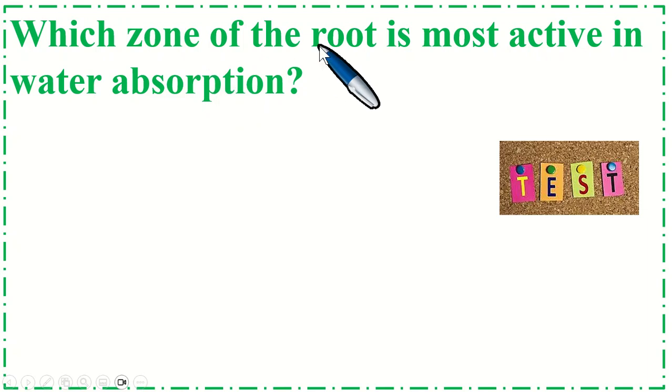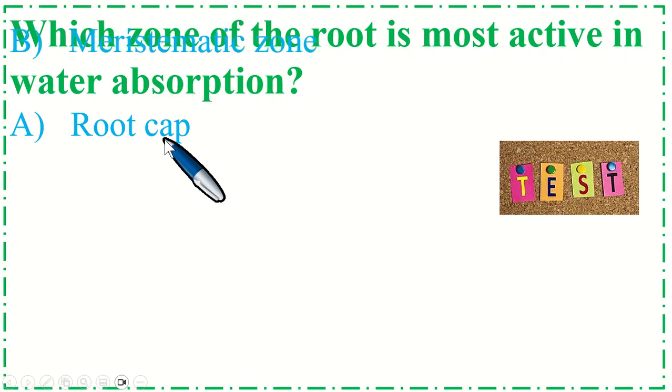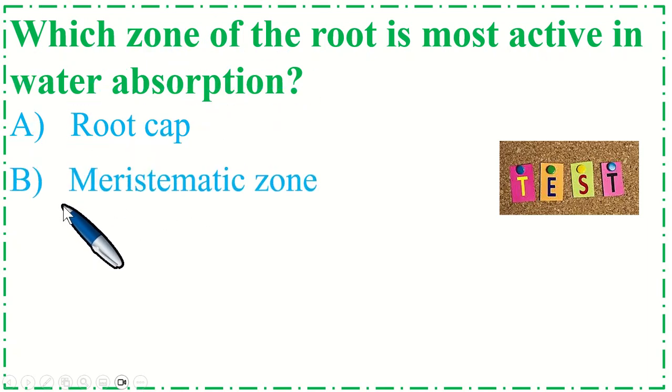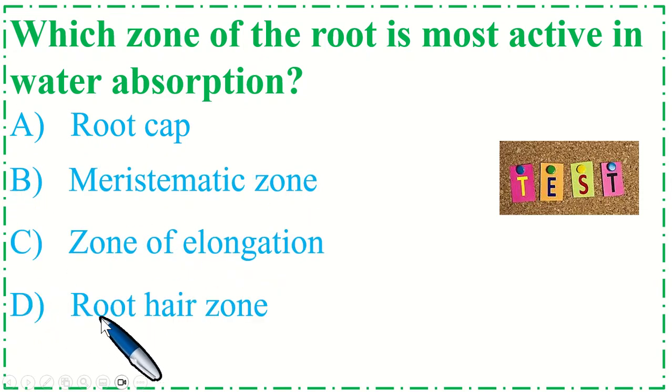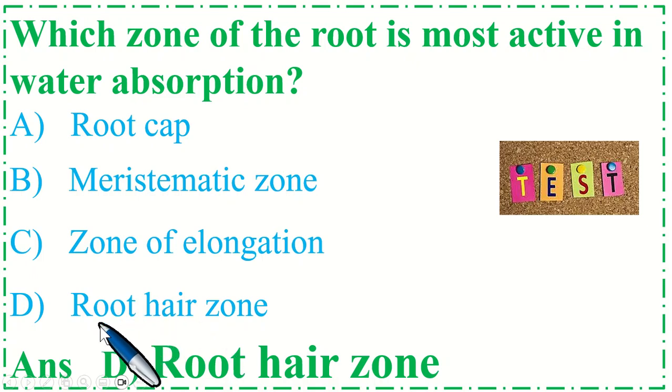Which zone of the root is most active in water absorption? Option A, root cap, B, meristematic zone, C, zone of elongation, option D, root hair zone. So the correct option is D, root hair zone.